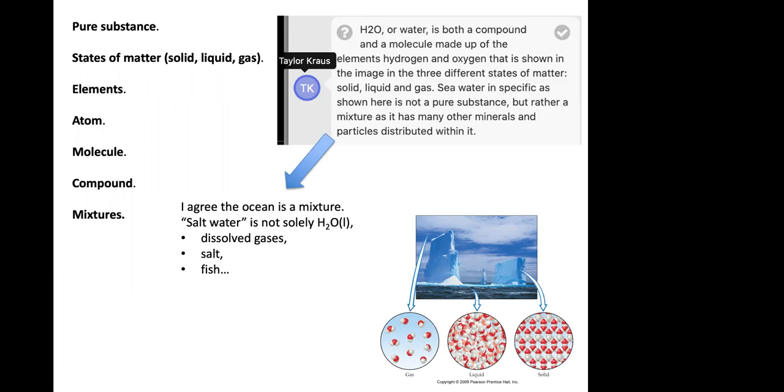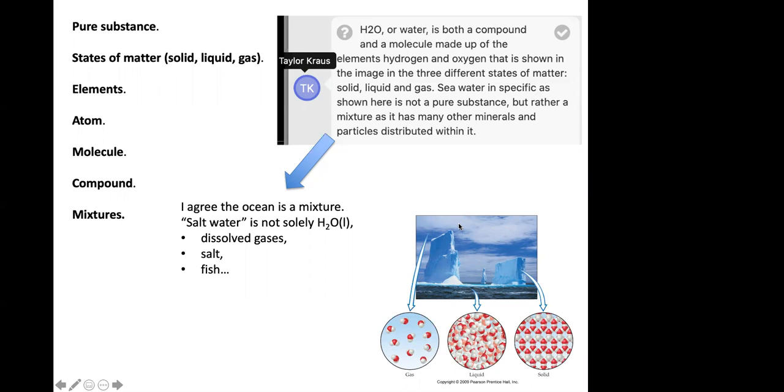I agree. I'd say the ocean is indeed a mixture. When we're thinking about salt water, there's nothing that is by definition salt water. It's not simply the H2O and then this L designating it as a liquid. There's other things within that, different dissolved gases, different salt, different fish. There's different things that would be in the ocean. I would say there's also different things that were in the air there. There might be water vapor, but I bet you've got a lot more nitrogen gas and oxygen gas also being found there.